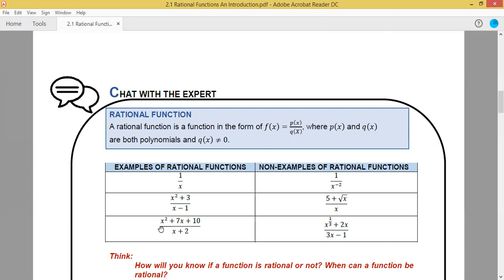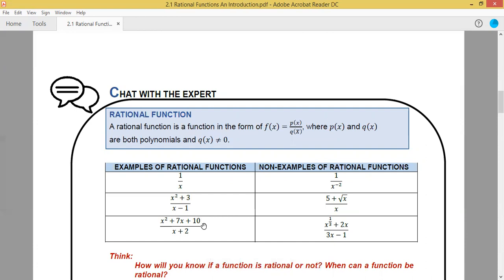Let's take, for example, this set of functions which are called rational functions. The first one, 1 and x are both polynomials. Thus, this is a rational function. Second, x squared plus 3 is a polynomial. X minus 1 is also a polynomial. Therefore, this is a rational function.